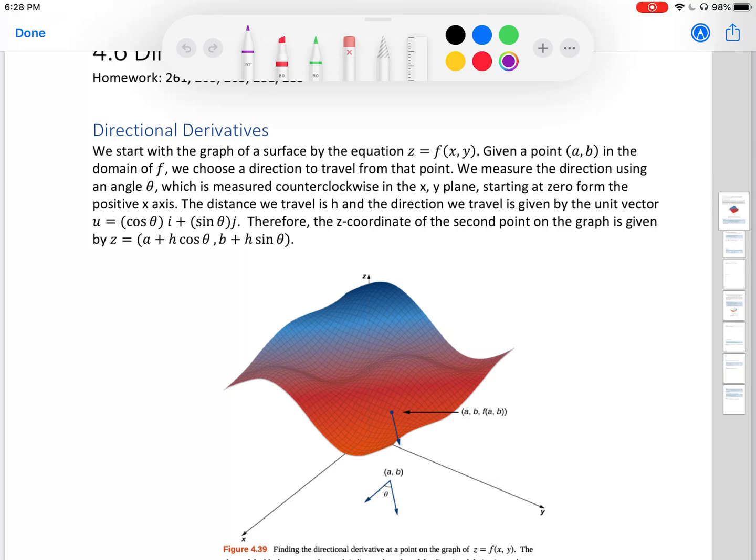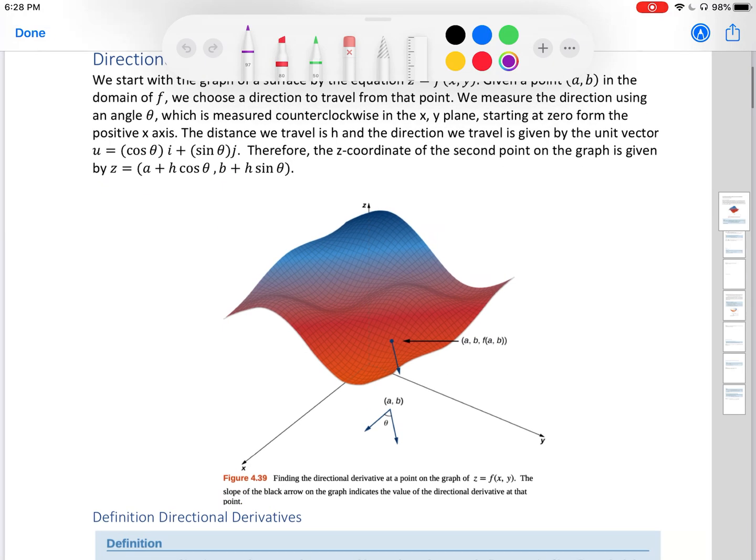Given the point (a, b) in the domain of f, we choose our direction to travel from a point. We measure the direction using the angle theta, which is measured counterclockwise in the xy plane, starting at 0 from the positive x axis. The distance we travel is h, and the direction we travel is given by the unit vector u equals cosine theta i plus sine theta j.